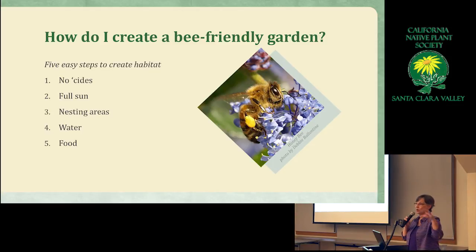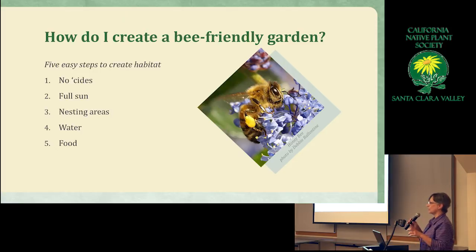Honeybees have hives. Now, we're not going to be talking about how to create a hive for honeybees. That's not what we're going to be talking about tonight. But everything else in the talk will be for honeybees and native bees. But as far as nesting areas, native bees have 2 types of nests. They don't make wax like honeybees, so they don't have hives. Most of them live in the ground. Some of them live in stems and wood and that sort of thing, like carpenter bees and mason bees. And we'll get into that a little more.